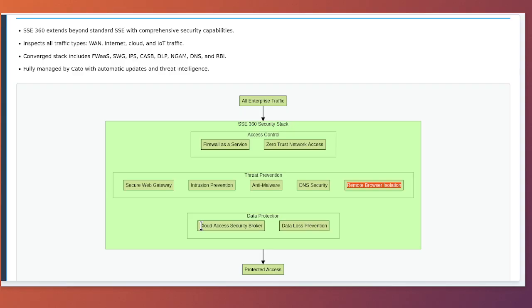All of these capabilities run within the single-pass cloud engine at every Cato POP. There is no need to size, deploy, or maintain separate security appliances. Cato handles all updates, patches, and threat intelligence distribution automatically, ensuring your security posture remains current without operational overhead.